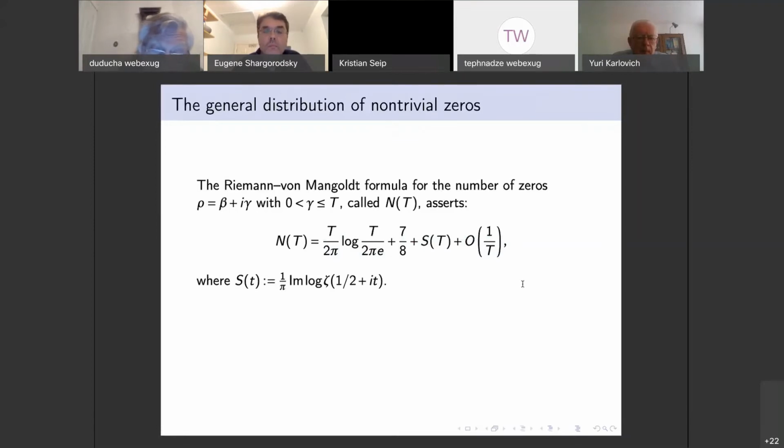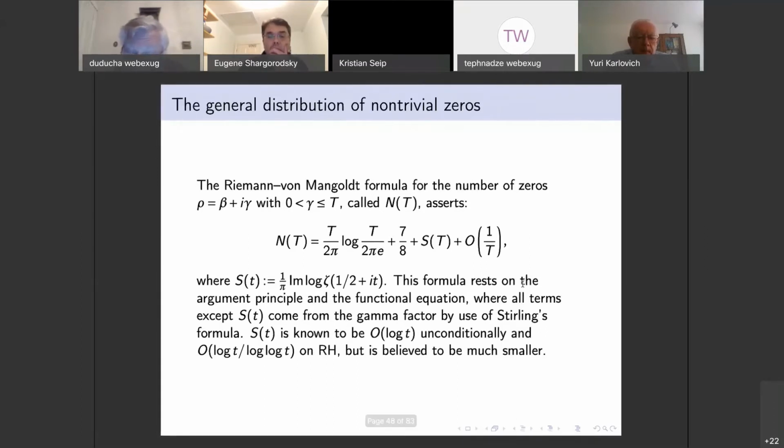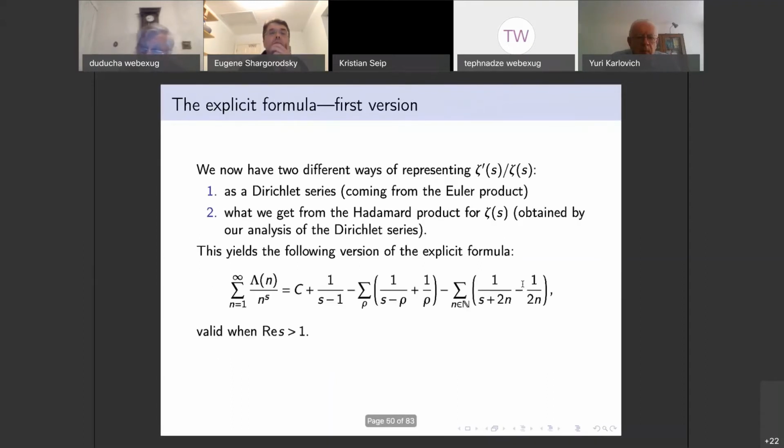This is essentially the imaginary part of the logarithm of zeta, the argument of zeta on the critical line. Everything here you get from the argument principle, the functional equation, and Stirling's formula. This is not so relevant. So S of t is an interesting function, but we will not say more about it. So I think we just continue to the next slide.